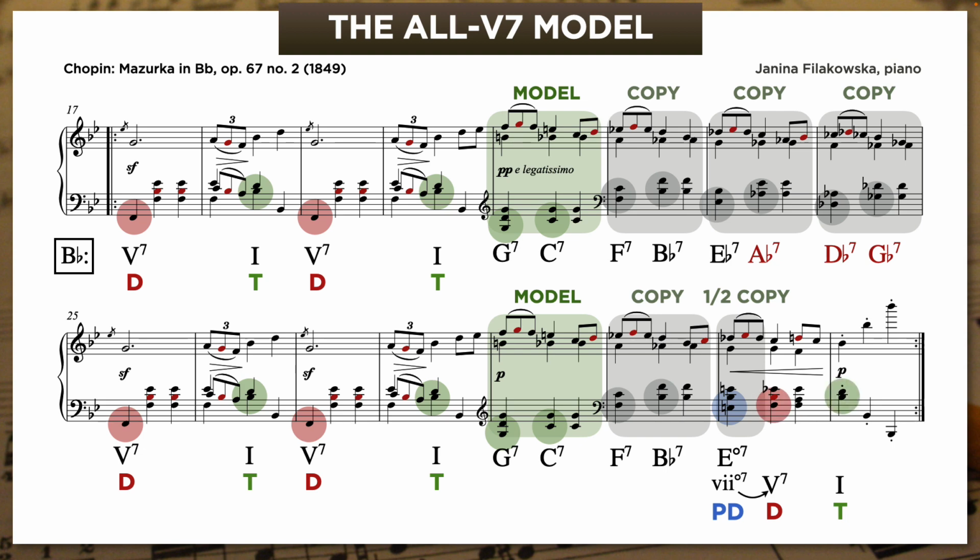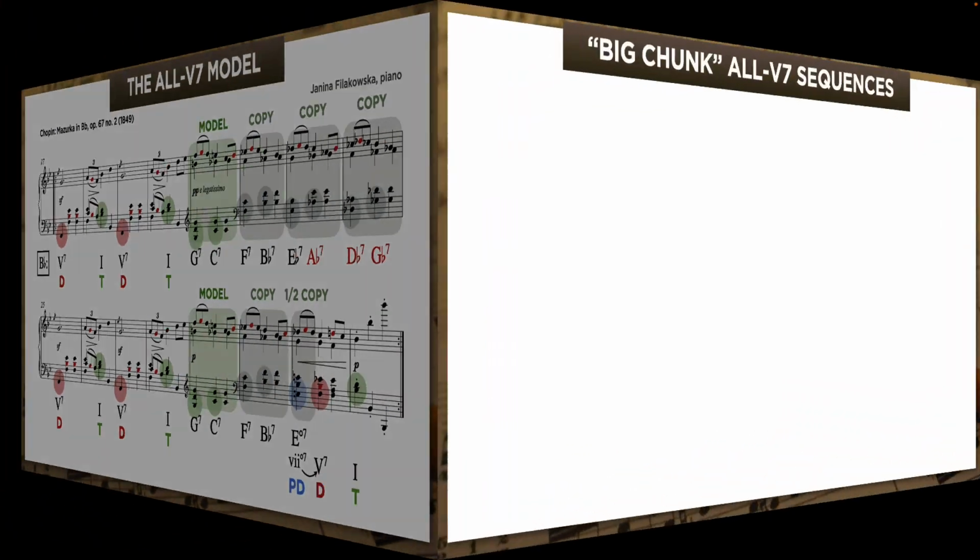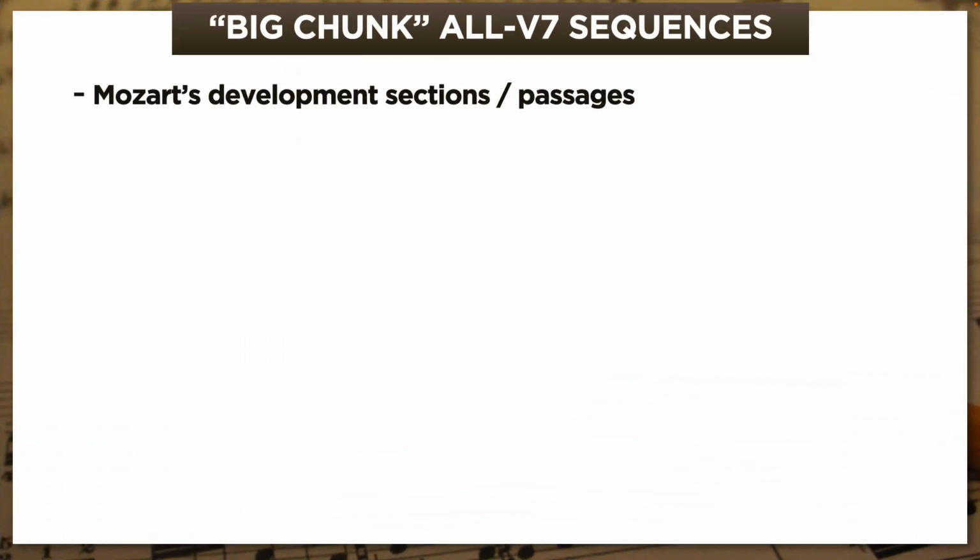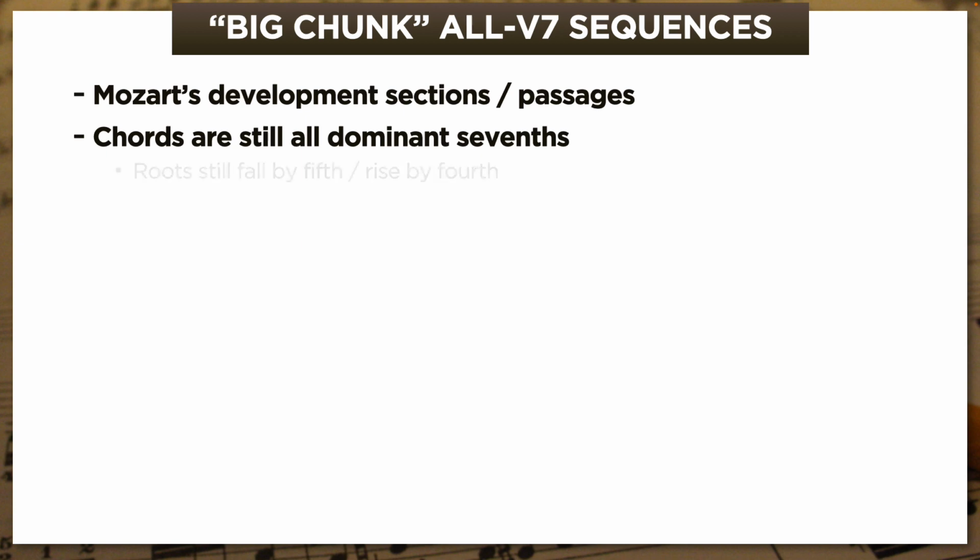So next up are two variants of the all 5/7 model of falling fifth sequences. I call the first one the big chunk variety, and you'll see why in a second. You see these a lot specifically in Mozart's development sections or in passages that have a generally developmental flavor. The chords are still all 5/7s, and the roots still fall by fifth. But there are three really big differences.